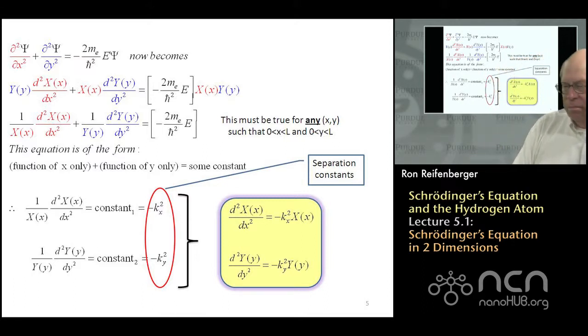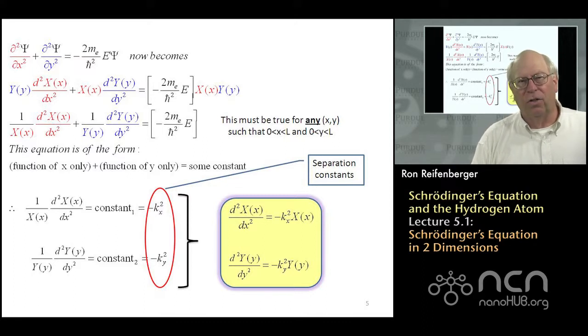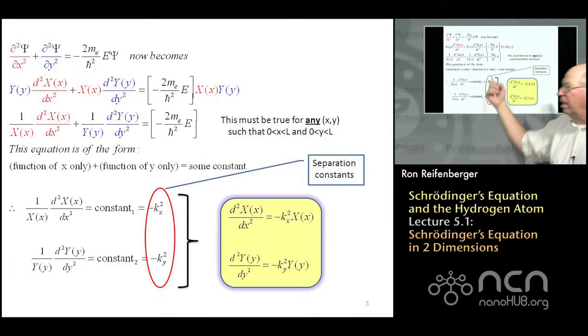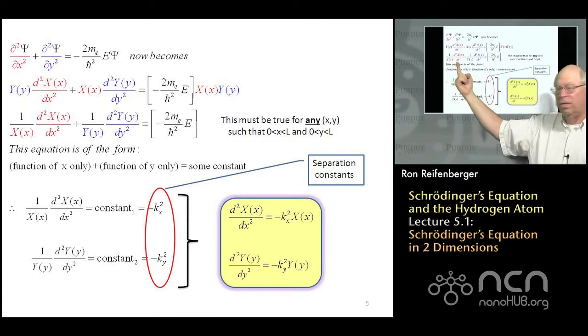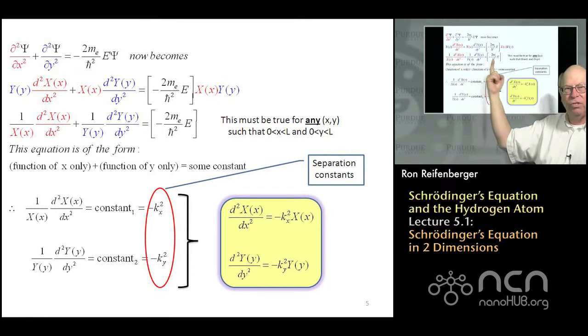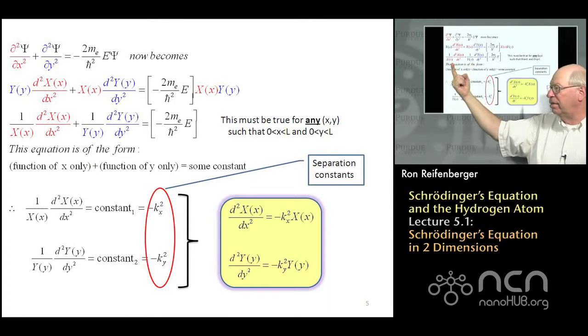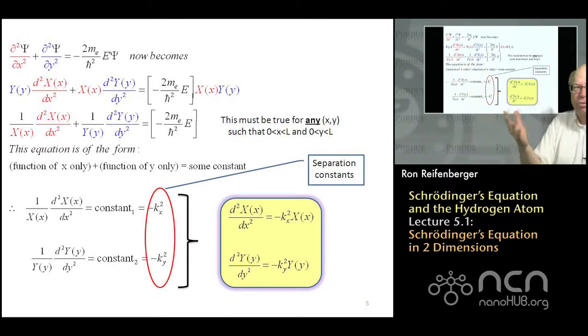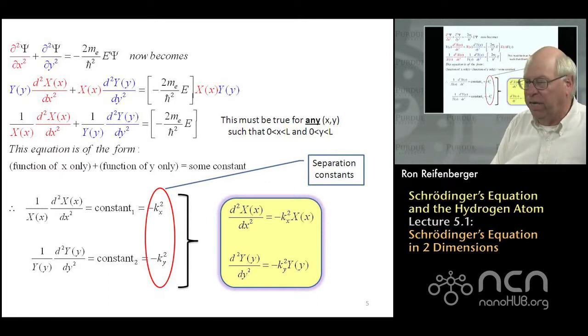What it leads to is the conclusion that this first term is a constant, this second term is a constant, and those constants are given the symbols k_x squared and k_y squared. So the only way this equation can be true for any value of x and y is if the first term is equal to some constant and the second term is equal to some constant. Then you've just got the sum of two constants equals a constant, which is, of course, completely reasonable.